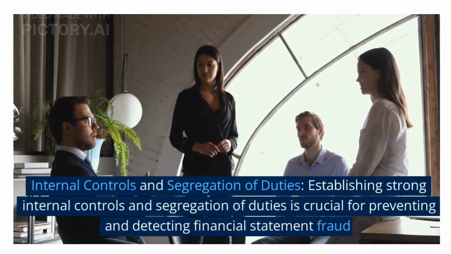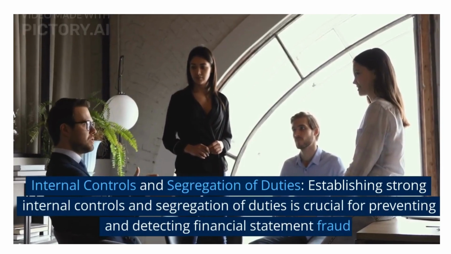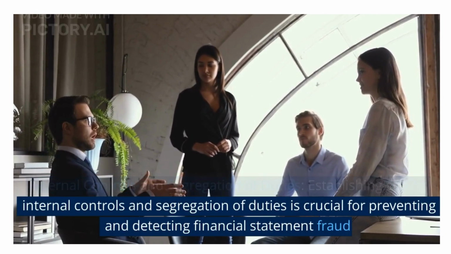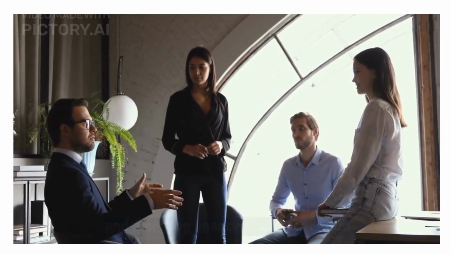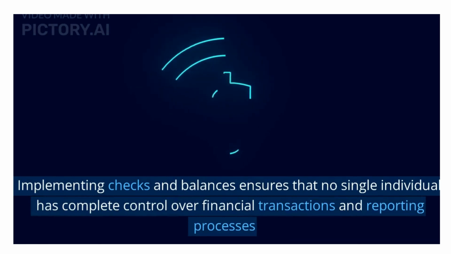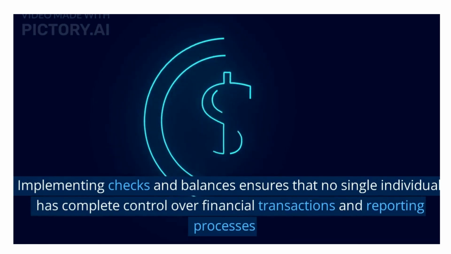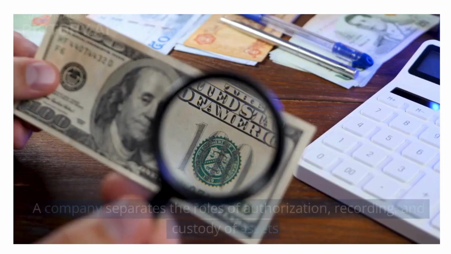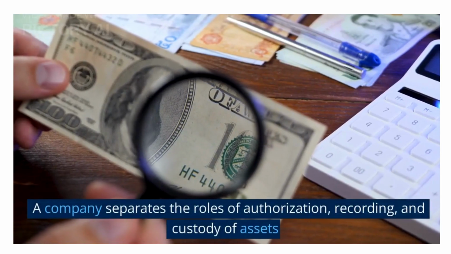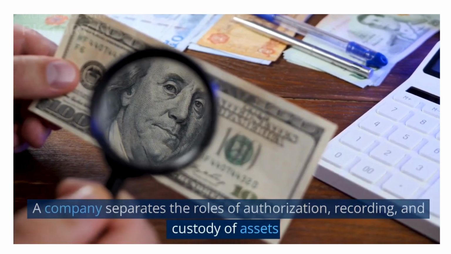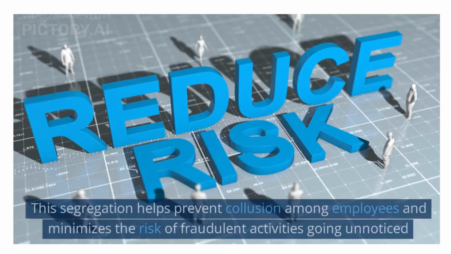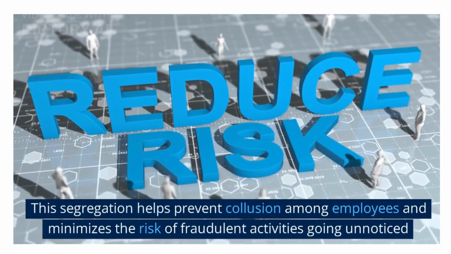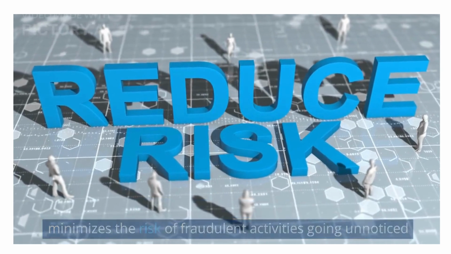Internal controls and segregation of duties. Establishing strong internal controls and segregation of duties is crucial for preventing and detecting financial statement fraud. Implementing checks and balances ensures that no single individual has complete control over financial transactions and reporting processes. A company separates the roles of authorization, recording, and custody of assets. This segregation helps prevent collusion among employees and minimizes the risk of fraudulent activities going unnoticed.